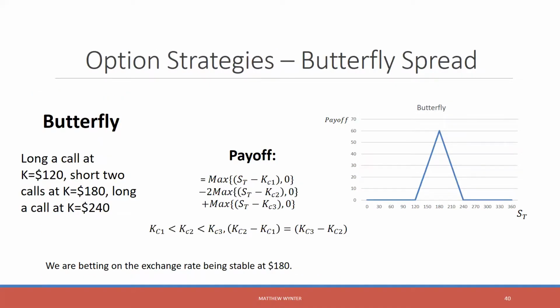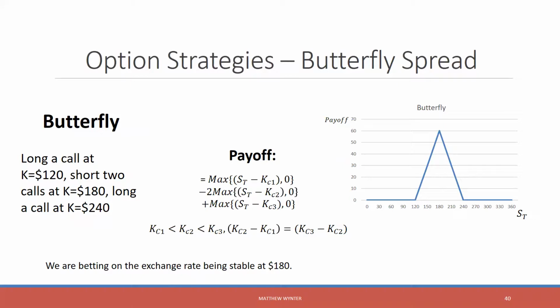Our last portfolio strategy that we'll take a look at is the butterfly spread. So what are we doing? You long a call with a strike at 120, you short 2 calls with a strike at 180, and then you long a call with the strike at 240. What are you doing with a butterfly spread? With a butterfly spread, you're really betting on the exchange rate being stable. So you're basically betting that it's going to be somewhere around 180. And you can see that from the payoff diagram.